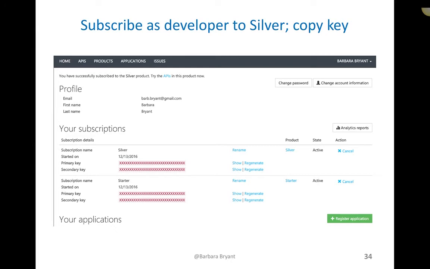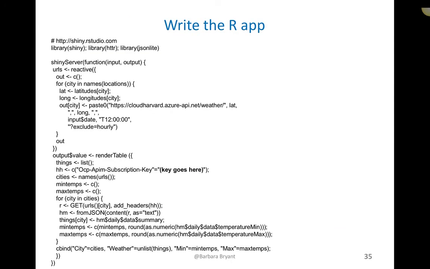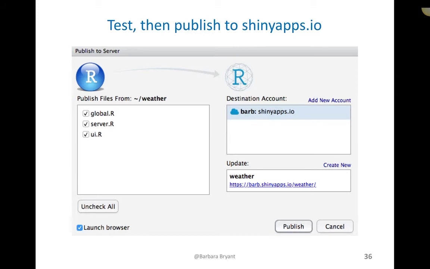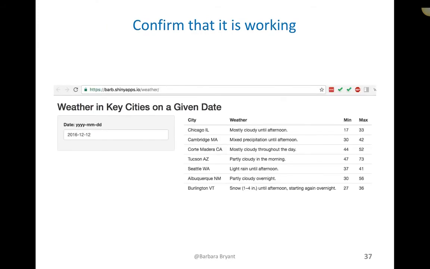Now as the developer, I go in and subscribe to that product, and then I write the R application, basing it on my calculator application, but making changes so that I can get the new functionality that I want, publish that to shinyapps.io, and here's my application. So I see 7 cities that I care about because my family lives in them, and I can see them all at once, what the weather is, and min and max temperatures, on any given date, and this is yesterday.